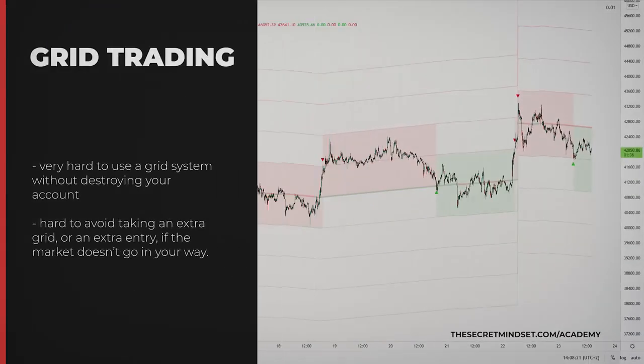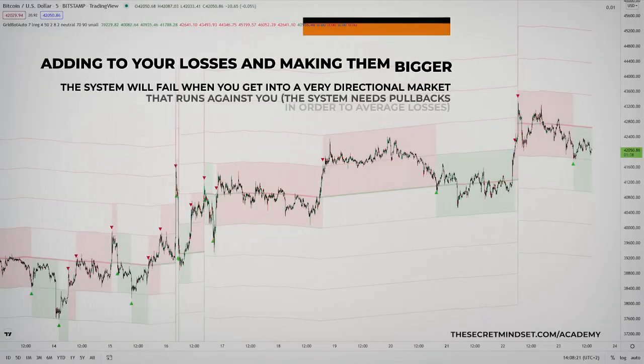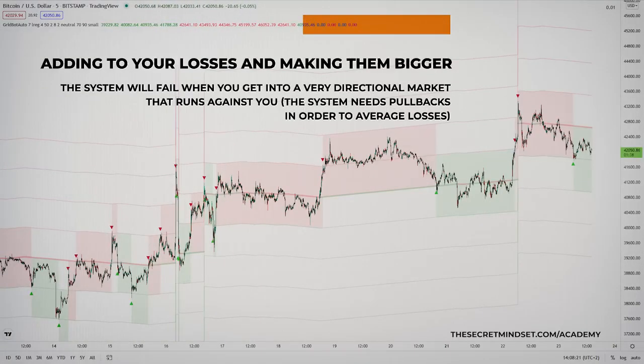In reality, it's very hard to use a grid system without destroying your account. In a grid system, it's very hard to avoid taking an extra grid or an extra entry if the market doesn't go in your way. The system will fail when you get into a very directional market that runs against you. The system needs pullbacks in order to average losses. Otherwise, you will find yourself adding to your losses and making them bigger.